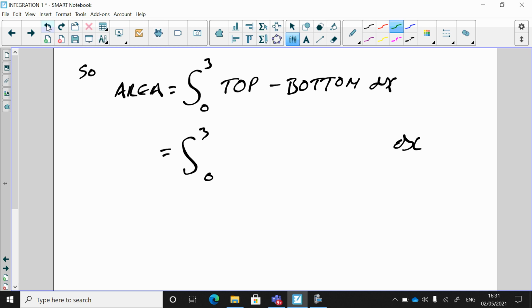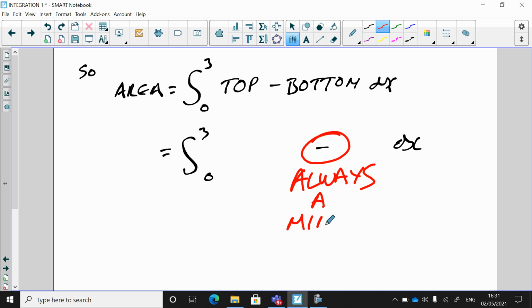Right, let's move on. Top minus bottom, so 0 to 3, top minus 1. What was the top curve, the top boundary? 4x take away x. I just want to emphasize here, people always ask why is there a minus in there? You can go and debate that for yourself. It's always a minus in there. Always, always, always. We're subtracting one area from another, technically. So we've always got a minus in there.